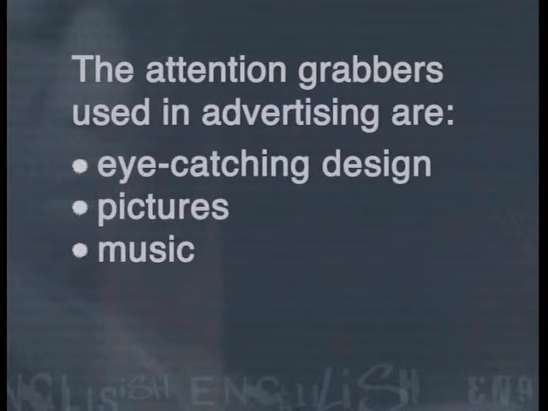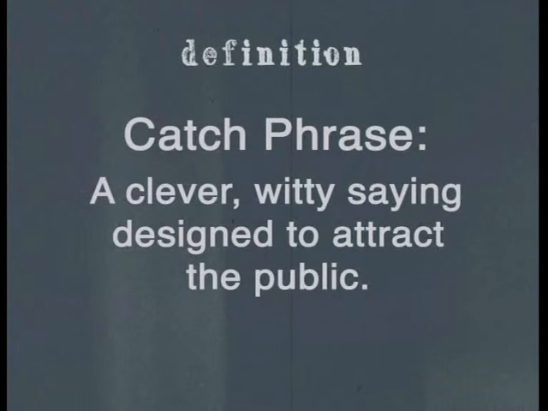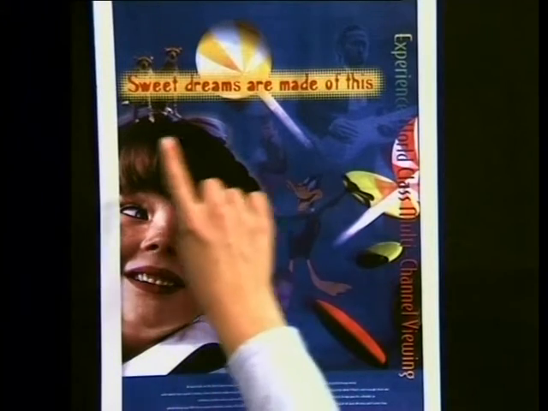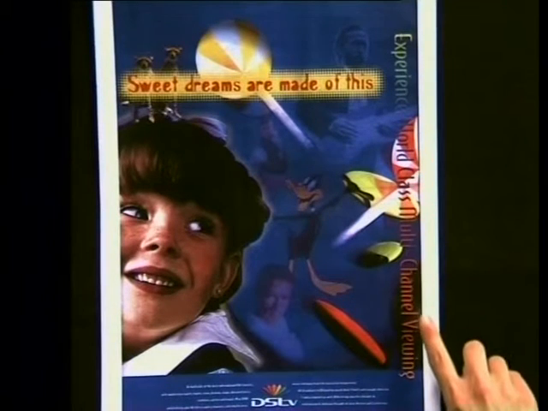The next feature we're going to look at is clever wording. Generally, the boldest fonts in an advert are used for the catchphrase or slogan. So what is a catchphrase? A catchphrase is a clever, witty saying designed to attract the public. In this DSTV advert, there are two catchphrases. "Sweet dreams are made of this," and "Experience world-class multi-channel viewing."